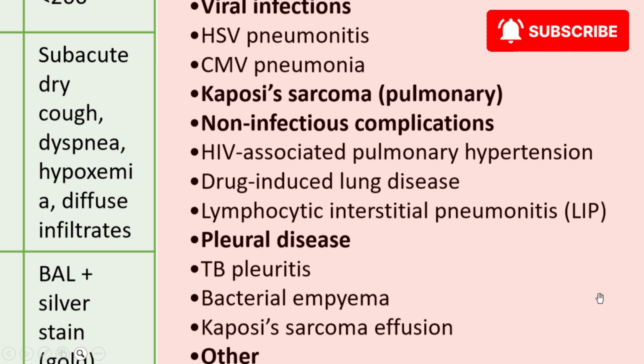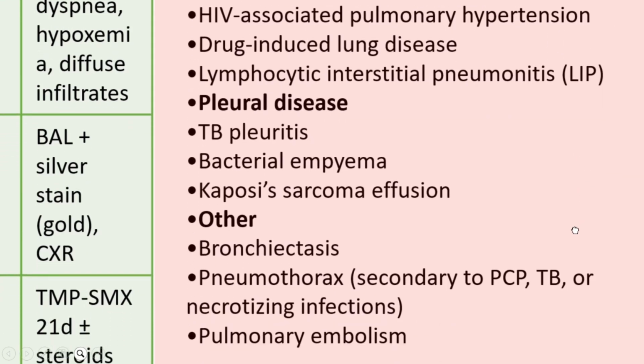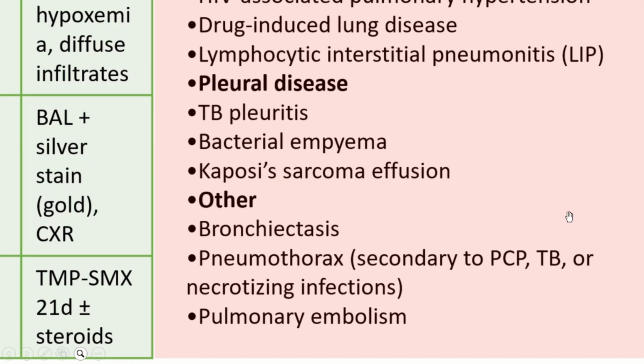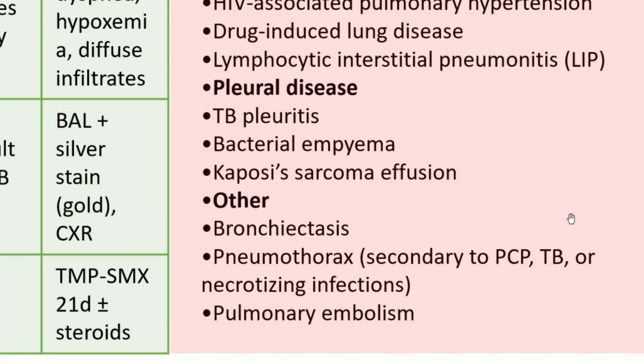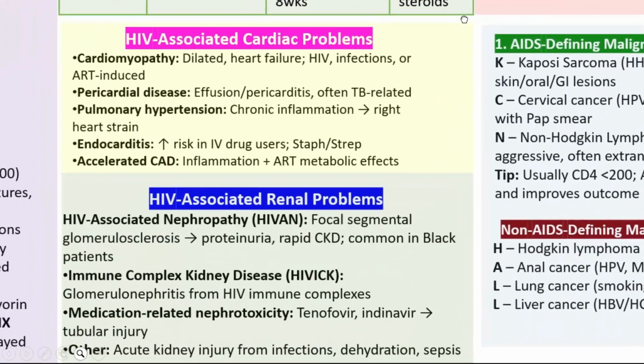We can have HIV-associated pulmonary hypertension. We can have drug-induced lung disease, lymphocytic interstitial pneumonitis. We can have pleural disease from TB, from bacterial empyema from pneumonia. Then we can have Kaposi sarcoma effusion. Then others, we can have bronchiectasis, we can have pneumothorax, and we can have pulmonary embolism. And these ones are always just going to come from complications of either pre-existing diseases.